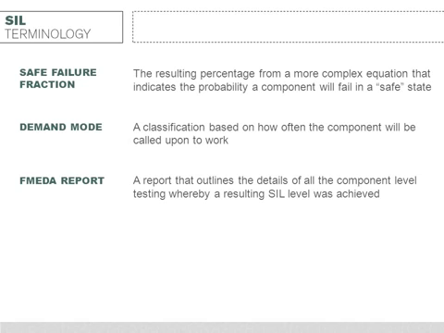And so a safe failure fraction is the resulting percentage from a much more complex equation that indicates the probability a component will fail in a safe state. So if you've got one state that's safer than another in regards to the overall system operation, then you want your system to fail, if it fails, into that state.